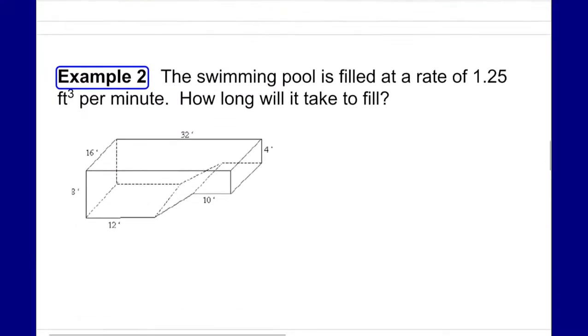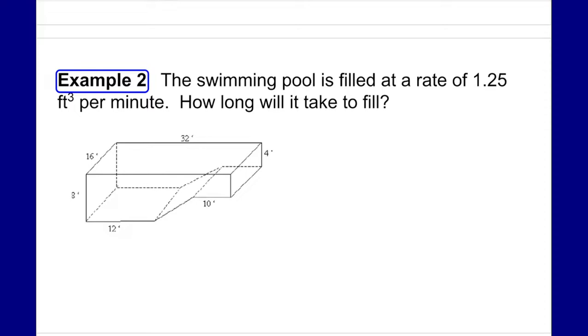Example 2, the swimming pool is filled at a rate of 1.25 cubic feet per minute. How long will it take to fill? Well, this is an odd looking prism. It's not one of our standard prisms that we've dealt with, right? It's not a rectangular prism, it's not a square or a triangular prism, it's definitely not a cylinder. So how can we figure out the volume of this pool in order to figure out how long it will take to fill? Well, let's think about our general formula. The volume is equal to the area of the base times the height.